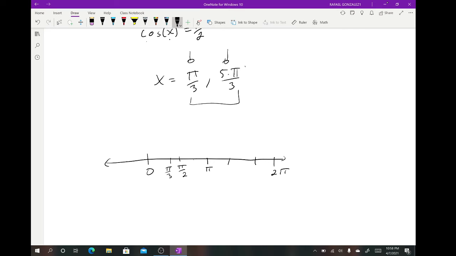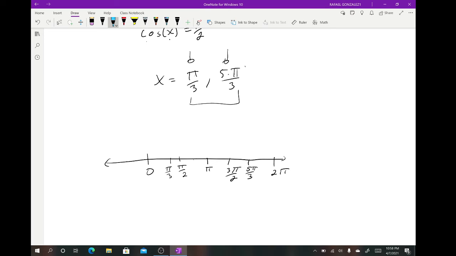So let's say 2 pi is here. Let's say 3 pi over 2 is here. So let's say that 5 pi over 3 is here. All right, so why am I doing this? Well, now I can actually talk a little bit more about my intervals.